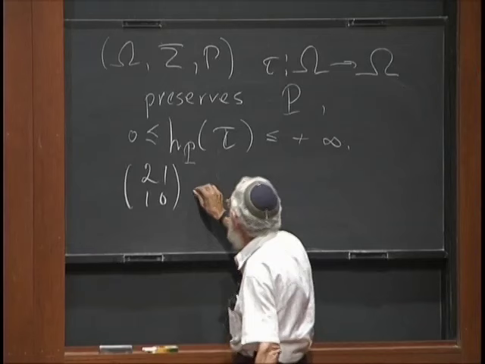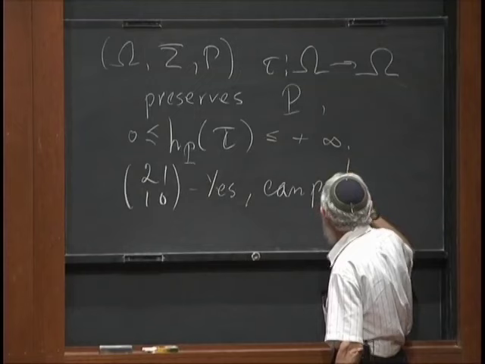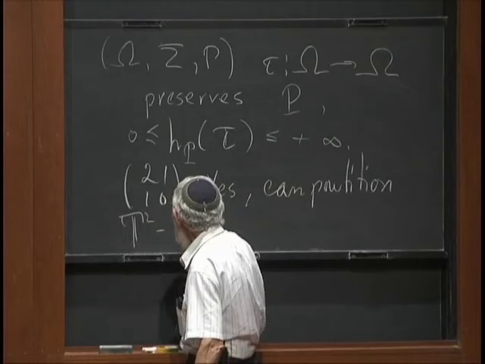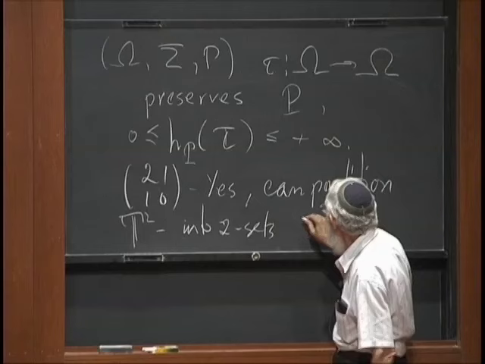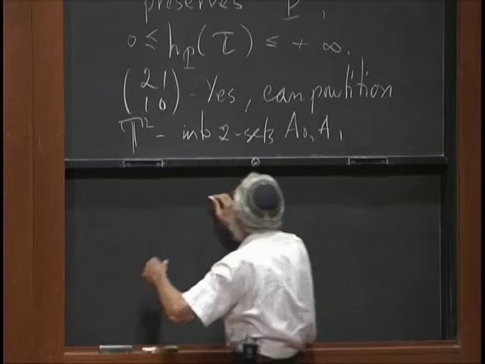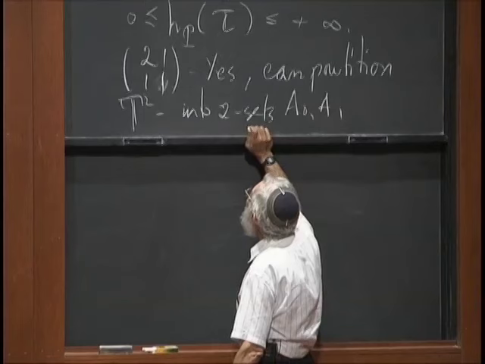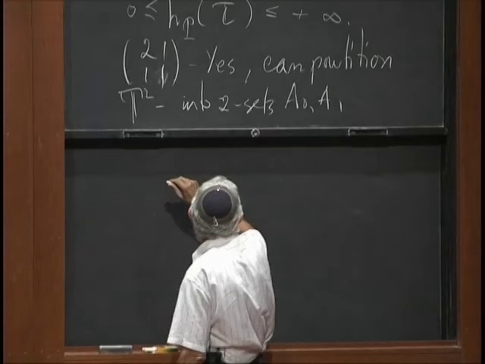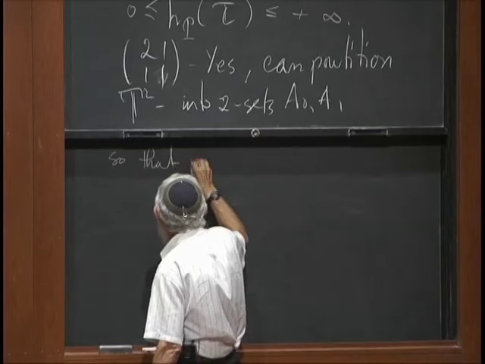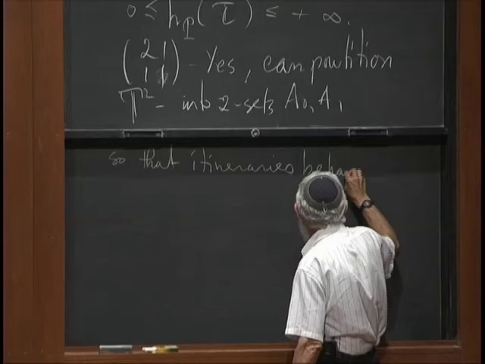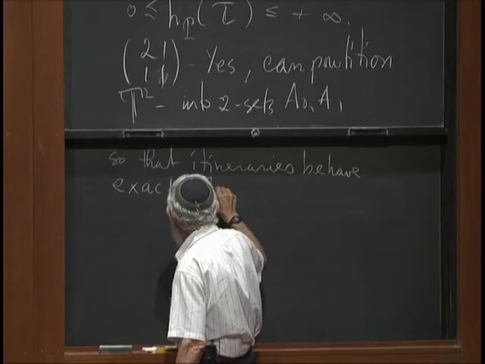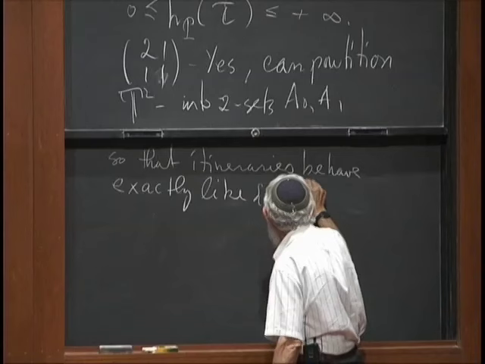Yes, you can partition the torus into two sets, A0 and A1, so that, excuse me? I want a 1 here, yes, thank you. You square the matrix correctly, and now you get twice the entropy, and you can partition into two sets, A0 and A1, so that itineraries behave exactly like zero, one, a half, I.